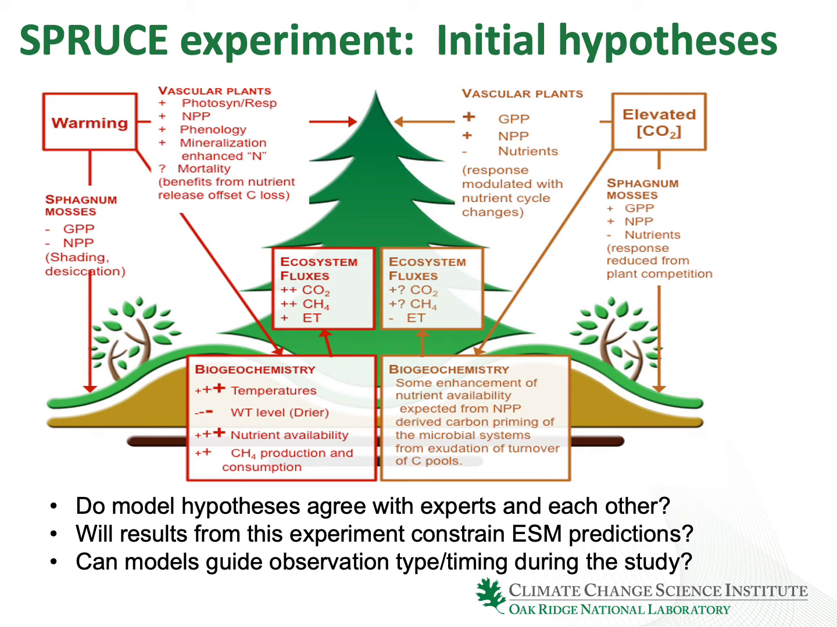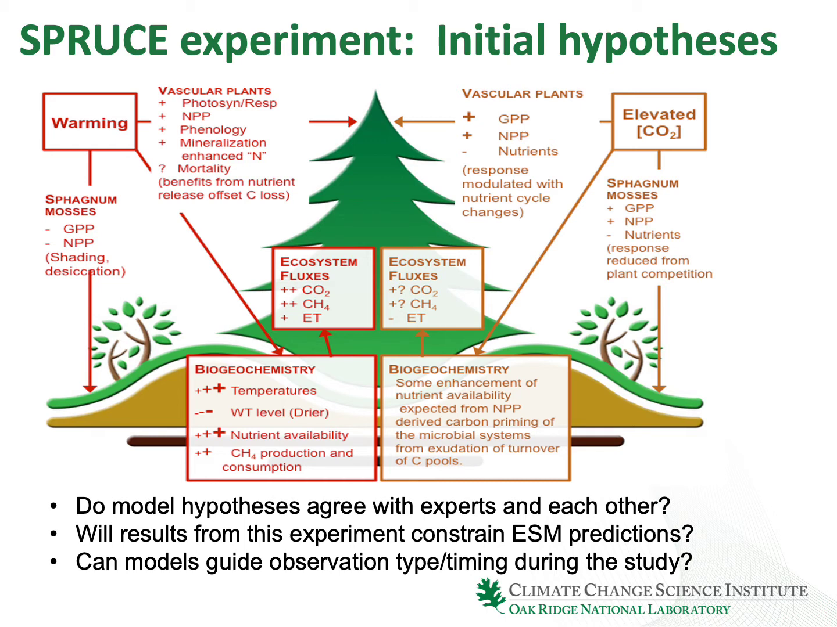This diagram shows specifically some of the initial hypotheses that we had regarding various aspects of the system when we began the experiment. On the left, we'll see what we thought the warming might do, for example, to sphagnum mosses. With warming, we hypothesized that we might see reductions in gross primary productivity and net primary productivity from the impacts of shading. If other plant functional types such as shrubs or trees begin to grow more rapidly, there's less light available for the sphagnum, which grows near the surface.